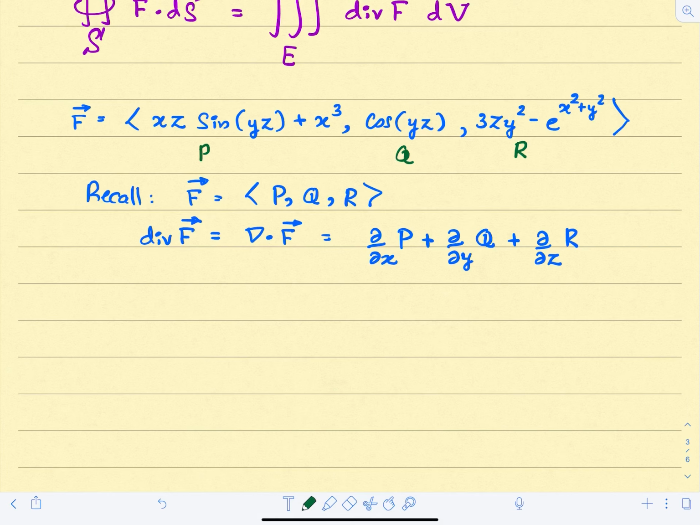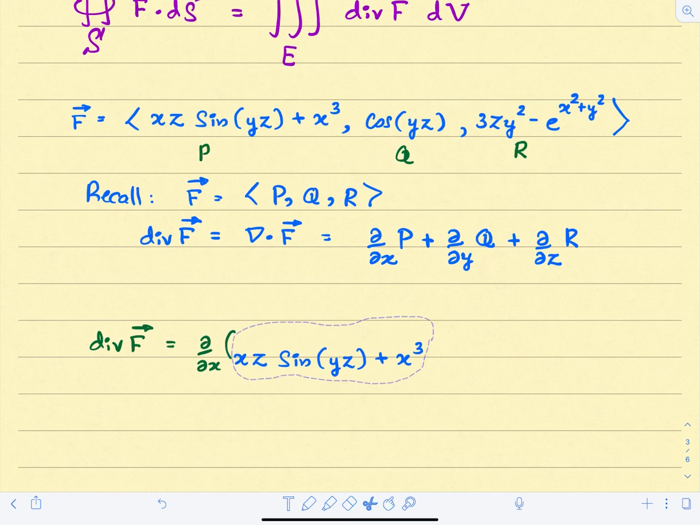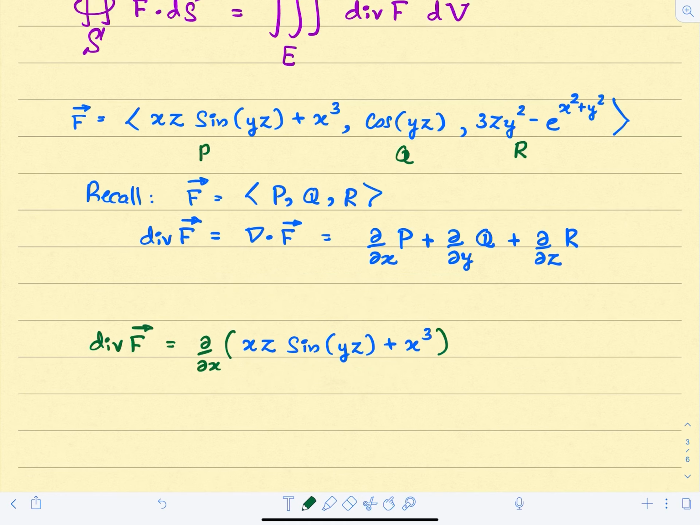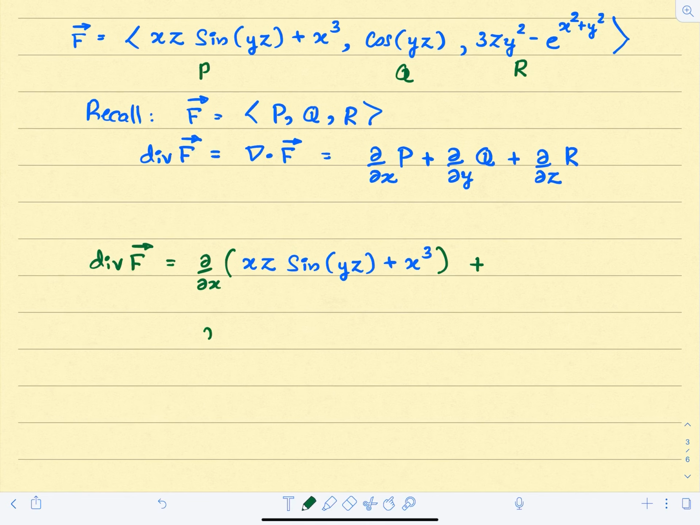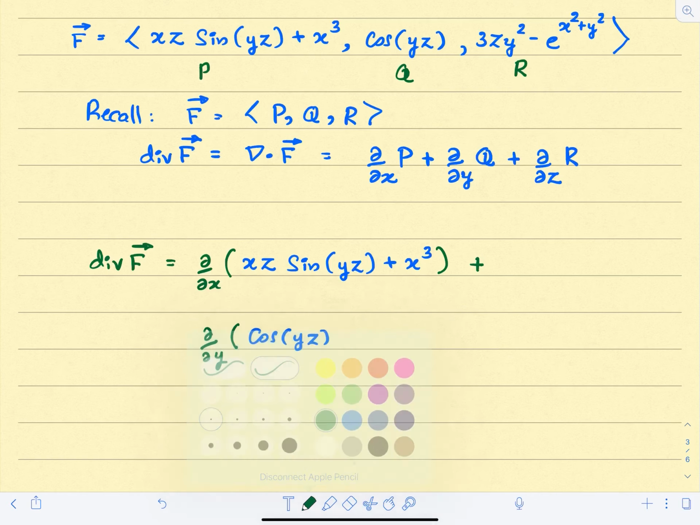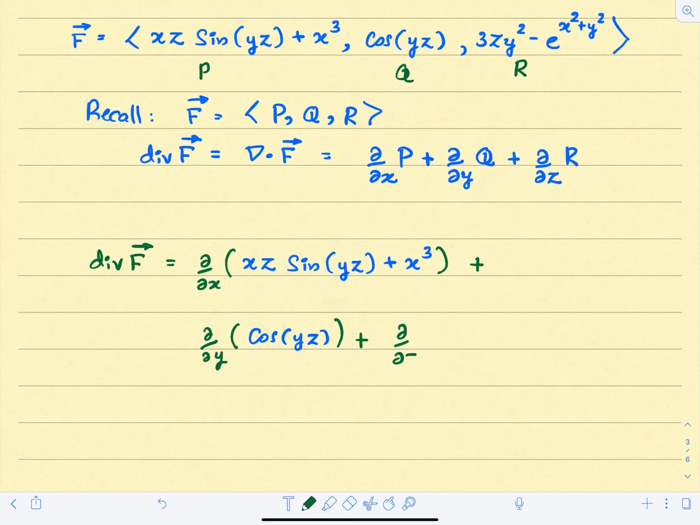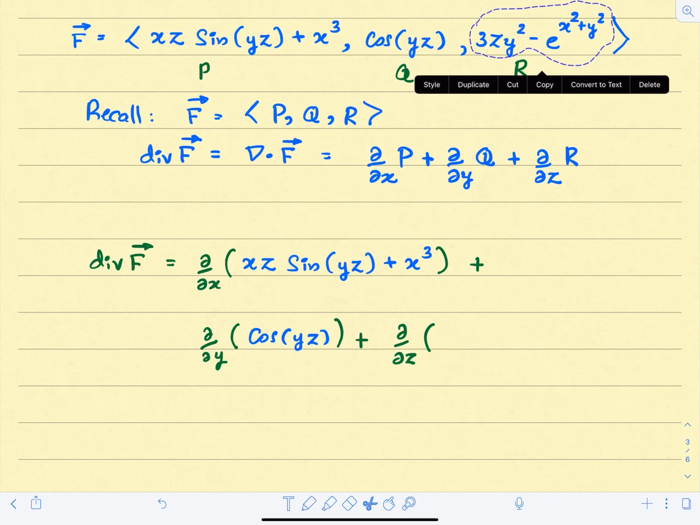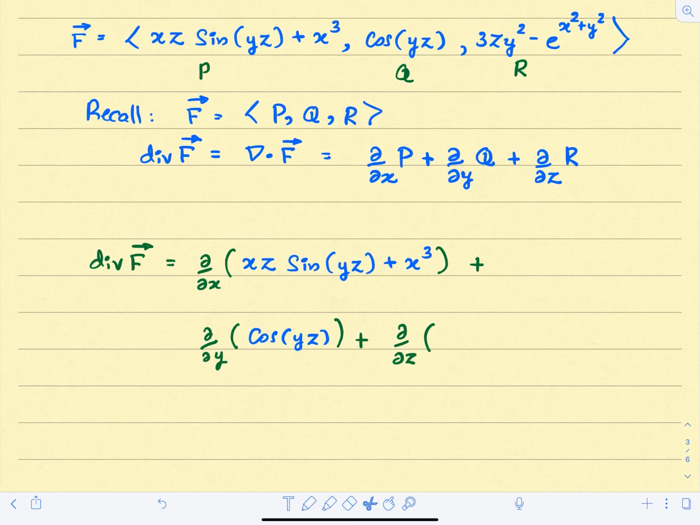Therefore, the divergence of F equals partial over partial x of xz times sine yz plus x cubed, plus partial over partial y of cosine yz, plus partial over partial z of this third component of the vector field, which equals 3 times zy squared minus e to the x squared plus y squared.